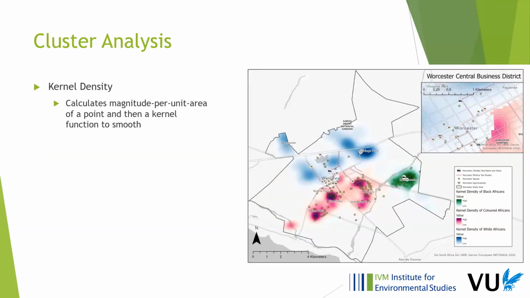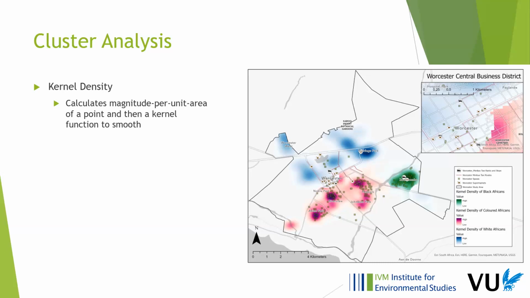Now we're going to talk about spatial statistics. One of the most common forms of statistical analysis using GIS is the cluster analysis. Here we have an example of kernel density, and what kernel density maps show is it calculates the magnitude per unit area of a point and then uses a kernel function to smooth that area.